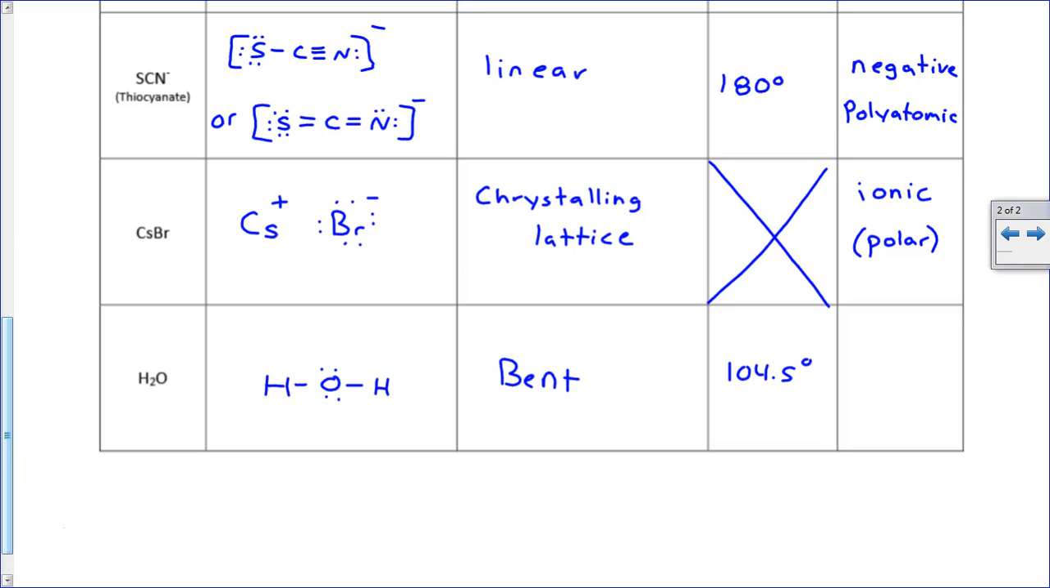And then something to talk about, all bent and all trigonal pyramidal, those ones are always polar. So if it's bent, it's polar. This one is bent, so it is a polar molecule as well. Because if it's bent, by definition, it's not symmetrical.